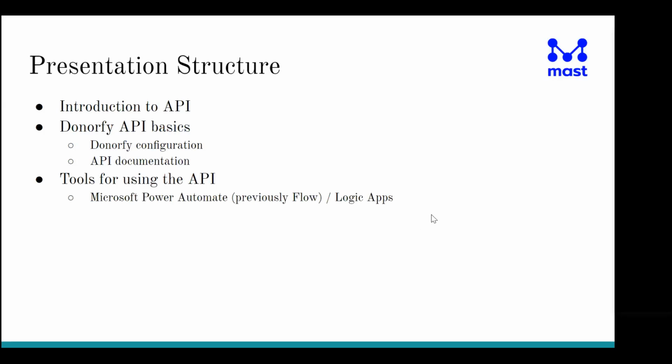So just as a few examples, we've got Microsoft Power Automate, previously known as Flow, which many people have access to through Microsoft 365. And you've also got Logic Apps, which is the more techie side of things through the Azure portal. You've got Zapier, which you may have heard of, and Donorfy are going to be working on integrating more thoroughly with that in the future. And we've got Postman, which Kylie and Stuart will both touch on in their side of the presentation.